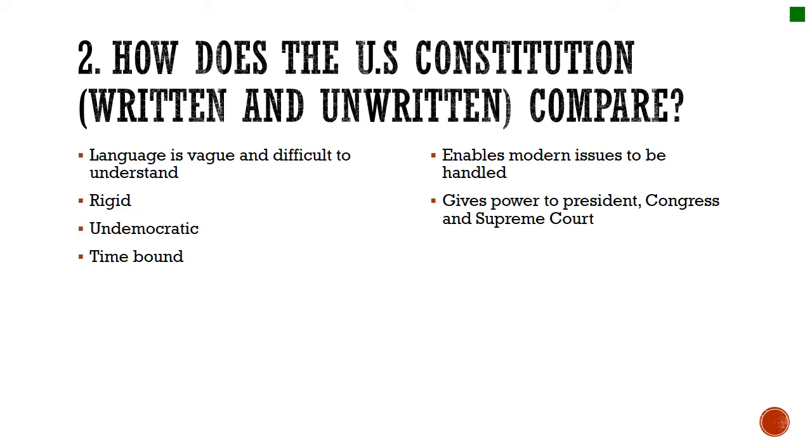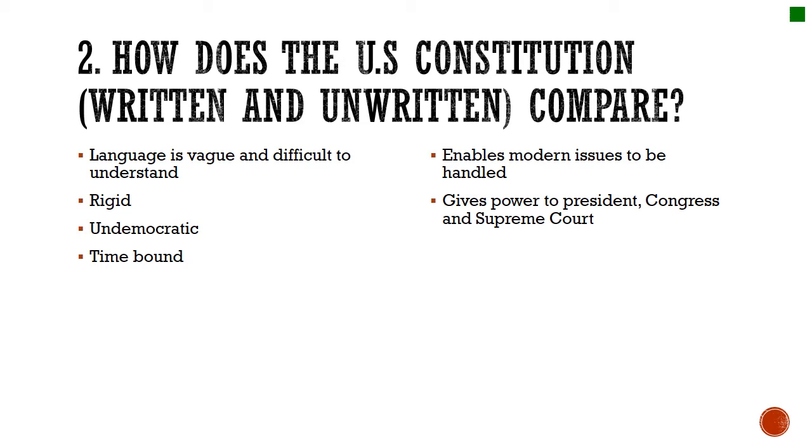Okay, let me talk about question number 2. How does the U.S. Constitution, written and unwritten, compare? Well, if you look at the left-hand column, what I've got here is the characteristics of what I see as the written Constitution, and then on the right is the unwritten Constitution. Essentially, the problems of the written Constitution are that the language is vague and difficult to understand, it's rigid, it's undemocratic in many places, and it's time-bound. So let me just explain that a little bit.